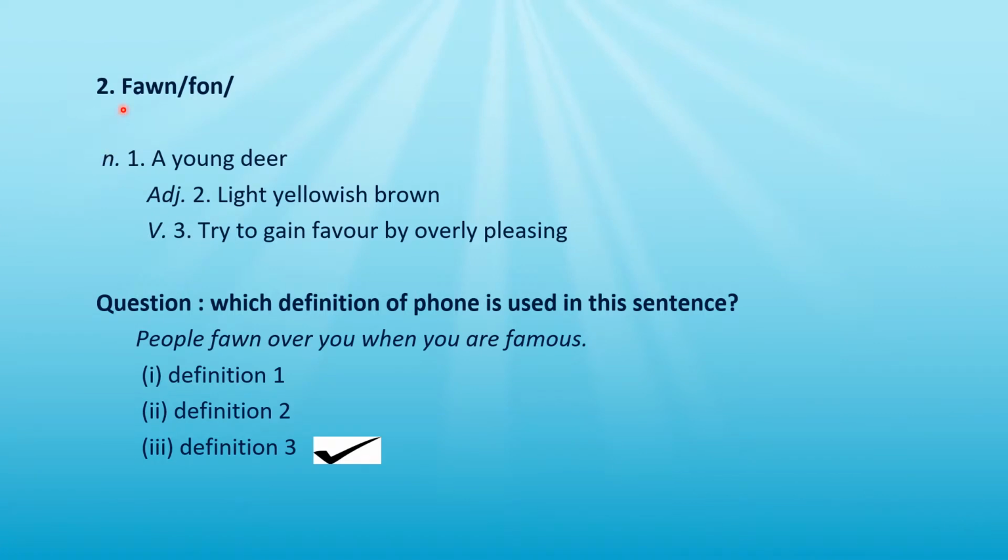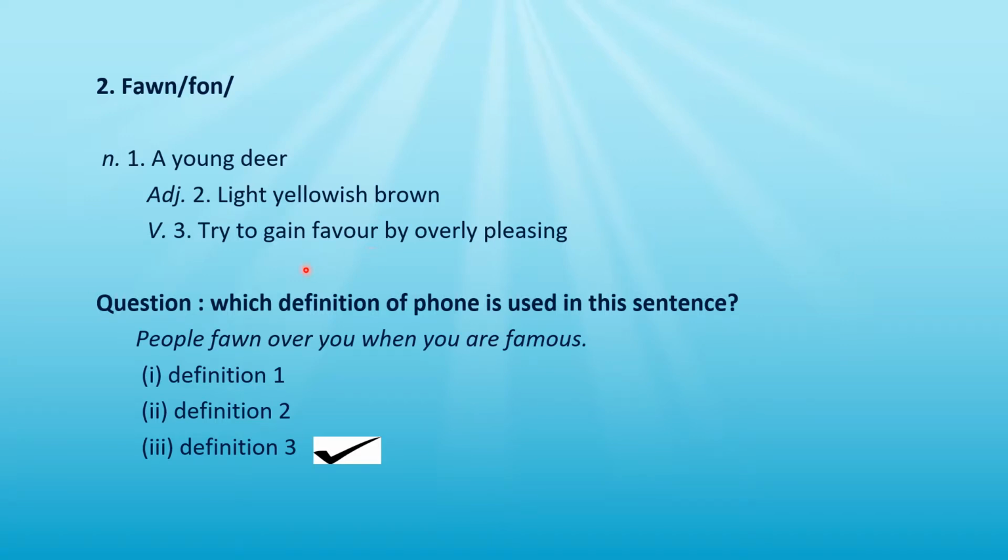The next question is related to the word fawn. Now, what is the meaning of fawn? Fawn means, as a noun, a young deer; the baby deer is also known as fawn. Number 2, adjective, light yellowish brown. It is also a color. As a verb, it means to try to gain favor by overly pleasing, like you gain favor by pleasing someone.